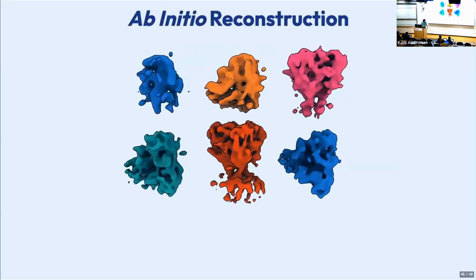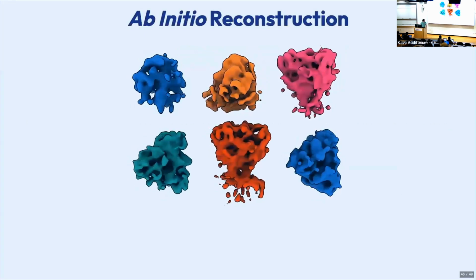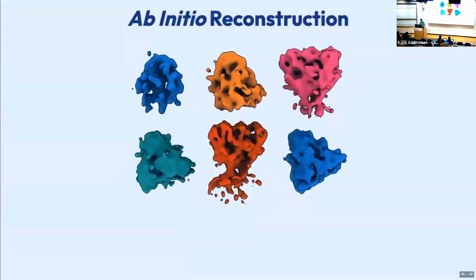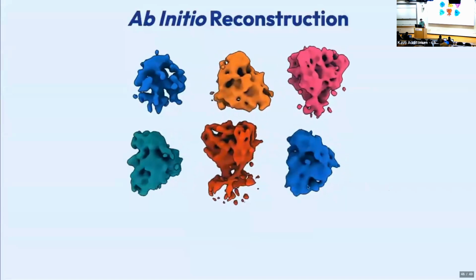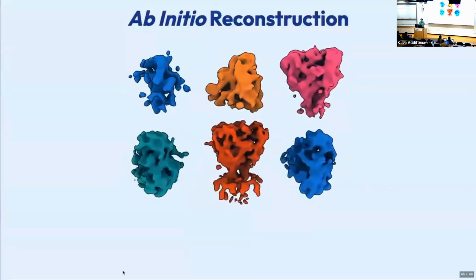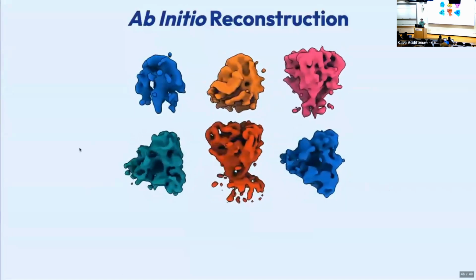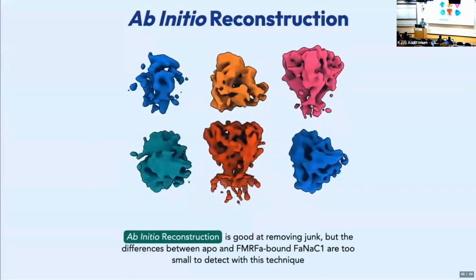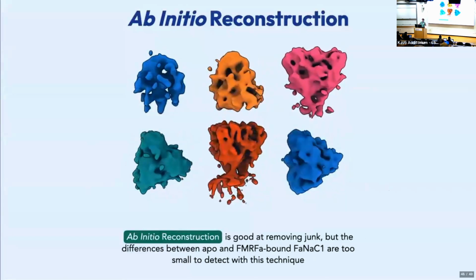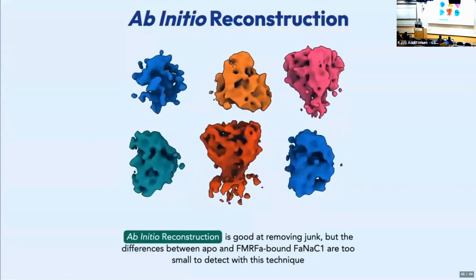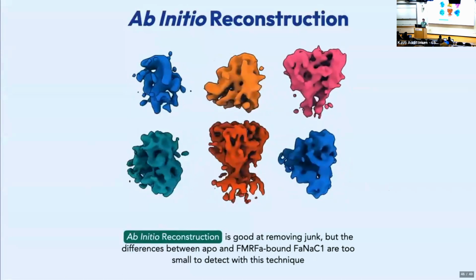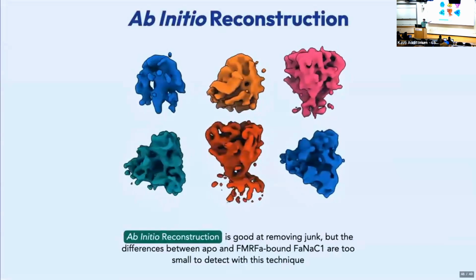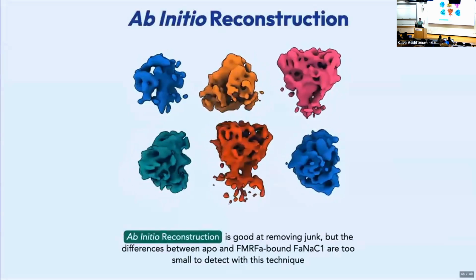Here's the result. Okay, right? There's some stuff that looks like FaNaC. Certainly this red class here and this pink class here. Maybe blue and green look like just the ECD, and then these are junk. It's hard to tell, right? Ab initio is not really built to do this. The goal of ab initio is to find you volumes that are good enough to do something else, okay? If you take these volumes and then run them through heterogeneous refinement, it works perfectly, right?